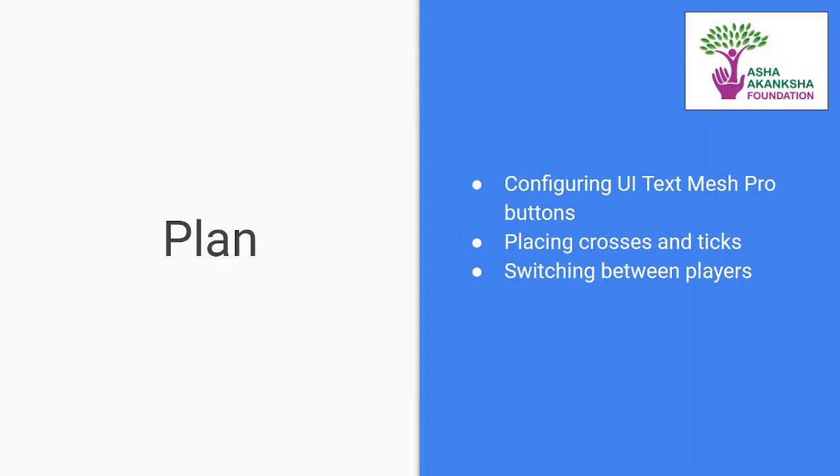In today's video, we'll learn to configure the UI TextMeshPro buttons. We'll add functionality to switch from one scene to the other by clicking on those buttons. After that, we'll also place the crosses and ticks on the tic-tac-toe. So when the user clicks on any cell, that cell would be replaced by an image of a cross or a tick depending on the player's chance. We'll also switch between players after each click, so that on the correct person's chance the correct symbol appears.